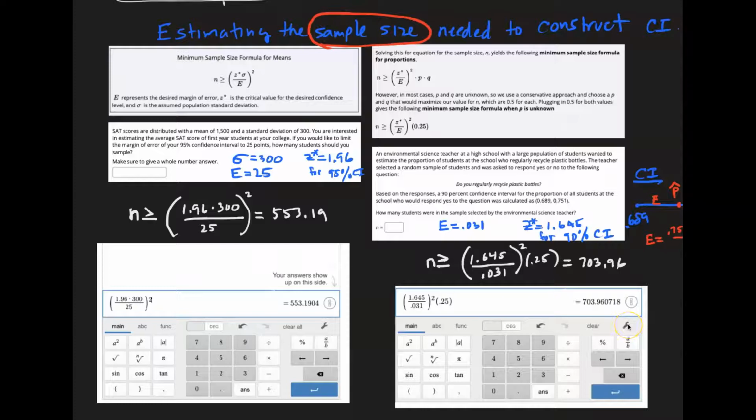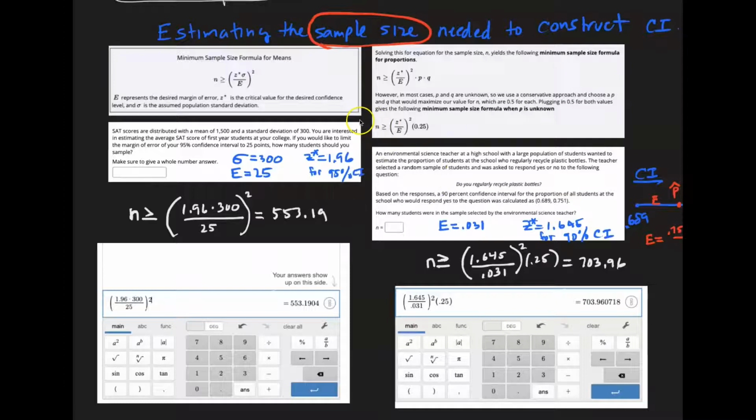We're going to take a look at these sample size questions that occur with our confidence interval modules. The key thing here is to realize that you're not solving for a confidence interval. What you're doing is calculating the sample size needed so that you can construct your confidence interval, but also maintain the margin of error that you desire.